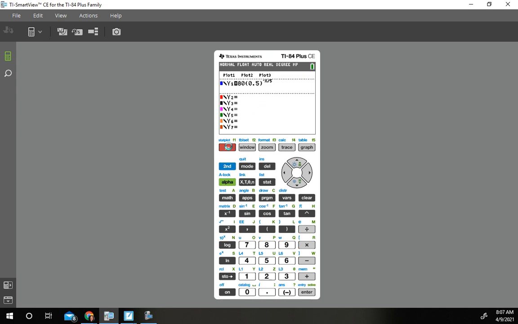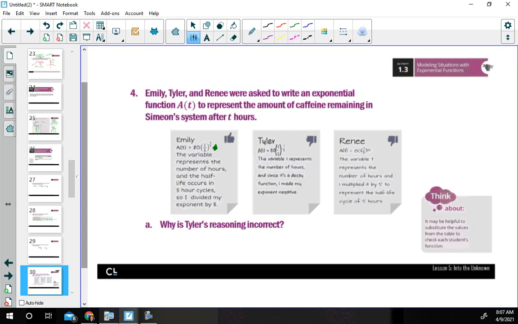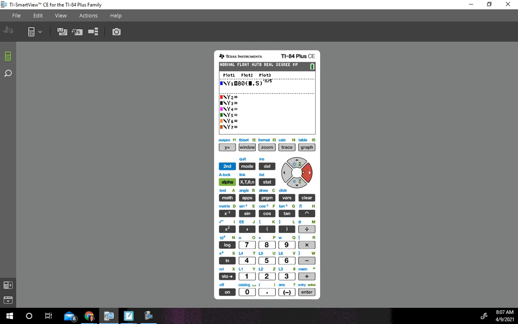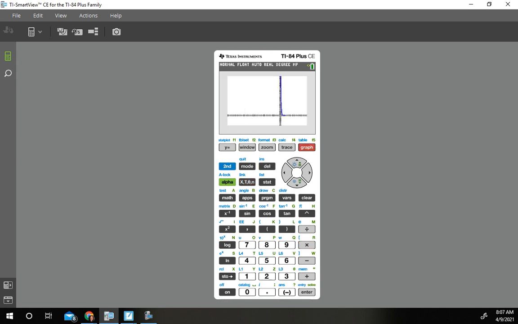Okay, if I look at the other equation here, Renee's is a little bit harder. So she has my 80 times 1/2, and she decided to times by that 5. So she did x times 5. I'm going to have to probably, we might be able to just rezoom. So I'm going to do my zoom standard and see if I can see it. All right, so here we have my zoom standard. Okay, it looks like it flattens really quickly. It looks like it's almost hitting that 0.